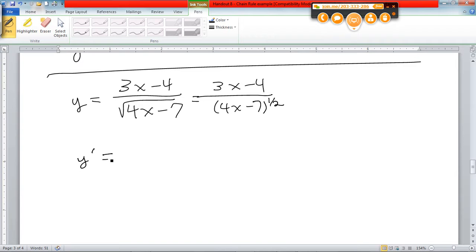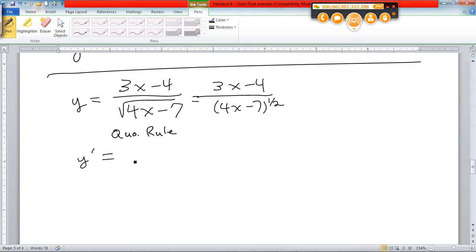So going to the derivative here, first rule, this is going to be a combination, isn't it, of rules? What's the first rule of note here? Well, I've got a quotient, don't I? So I've got to apply the quotient rule.